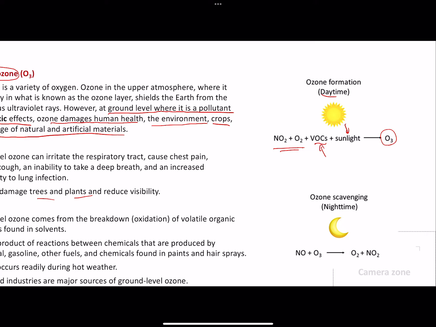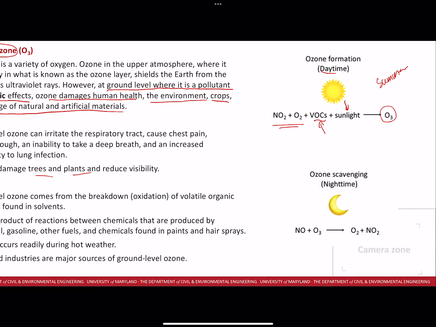But remember that we need to have some VOCs. And we know that the temperature is related to the chemical reaction rate. So this process usually happens in the summer. So in winter, it is relatively safe. And at night, the generated ozone can just oxidize the NO to form this one. So basically, the ground level ozone air pollution usually occurs in the daytime in summer.